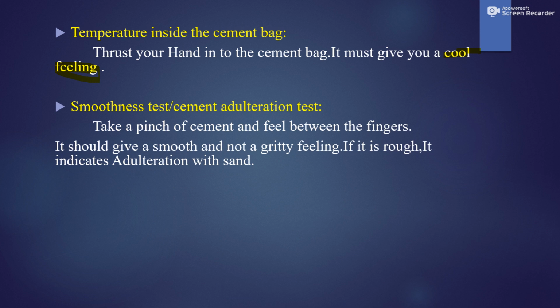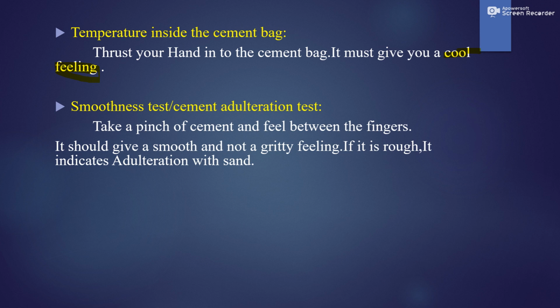So moving to the next test, the smoothness test or cement adulteration test. In this test, you need to take a pinch of cement and feel it between the fingers. It should give a smooth feeling, not a gritty feeling. It should not give a harsh or rough feeling. It should give you a smooth feeling.